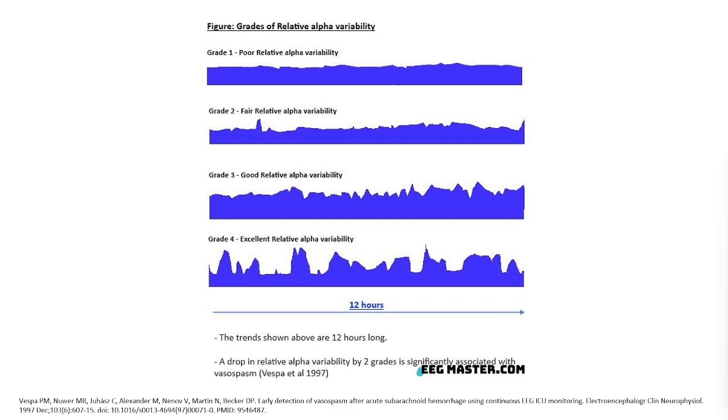Rosenthal et al. demonstrated that when combined with other EEG alarms for ischemia, such as new epileptiform discharges, new focal slowing, and the alpha-delta ratio, the prediction of DCI in lower-risk subarachnoid hemorrhage patients achieved 91% sensitivity and 83% specificity. In higher-risk patients, the sensitivity and specificity for predicting DCI were 95% and 83%, respectively.